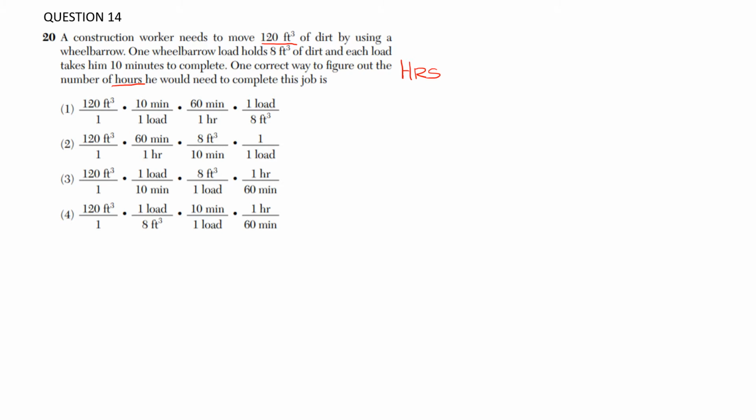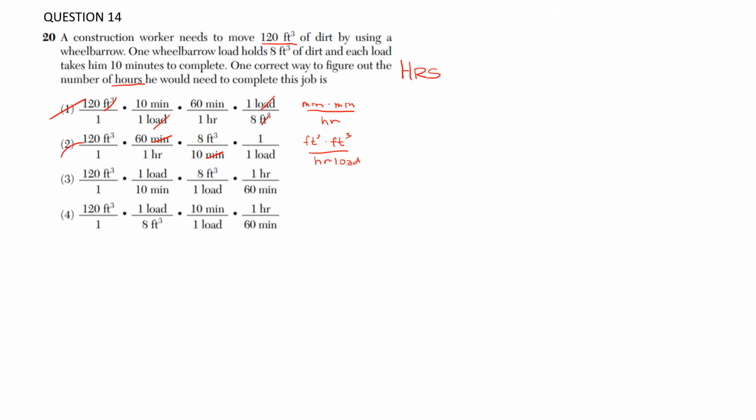So in this first answer choice, we can see that cubic feet cancels with cubic feet, load cancels out with load. So at the end, we're left with minutes times minutes over hour. And that's definitely not hours. So let's cross this out. In answer choice 2, you have minutes canceling with minutes, and I think that's it. So you have cubic feet times cubic feet over hour loads, which doesn't make sense.